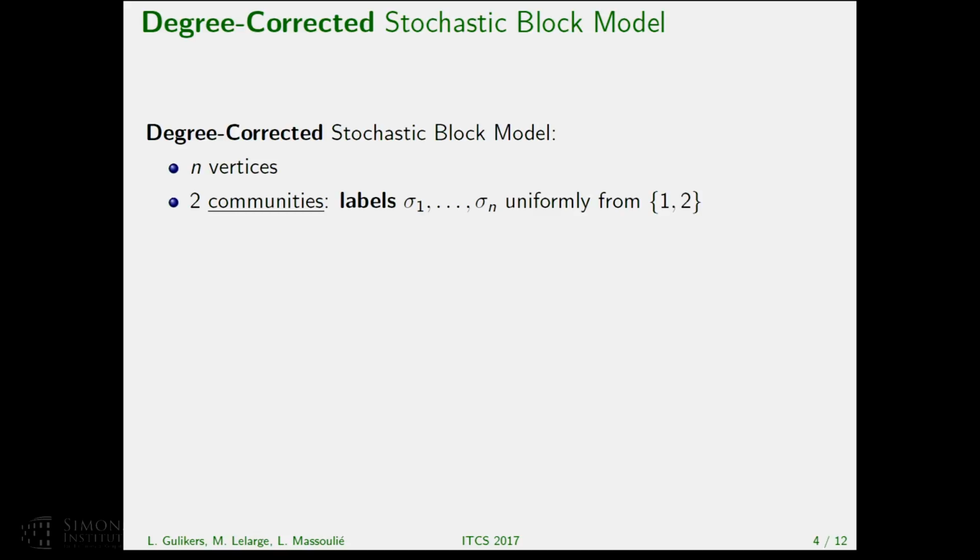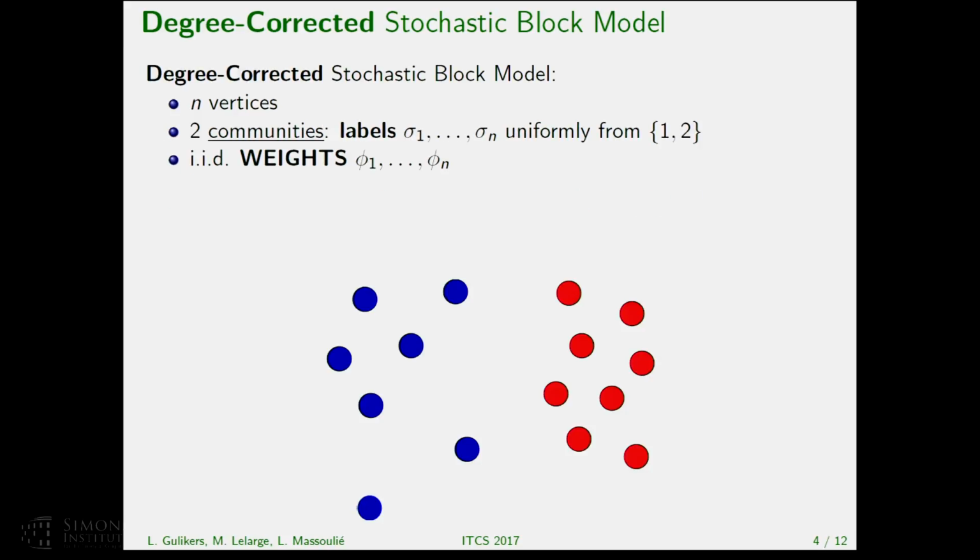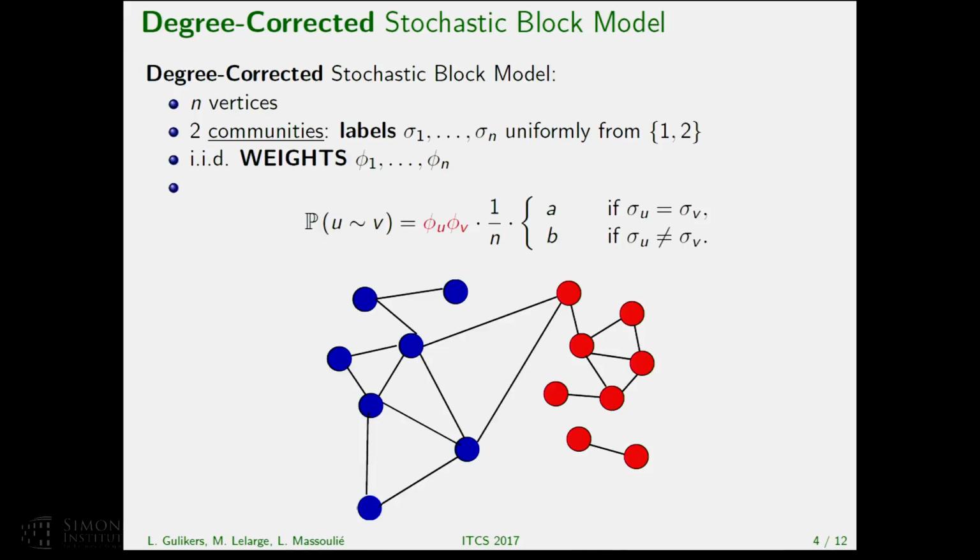So this is again a random graph on n vertices divided into two communities. But this time we also add IID weights to all the vertices. And then we construct again a random graph, drawing an edge between any two vertices with a probability that depends again on the community membership of the vertices, but also on the weights of those vertices.